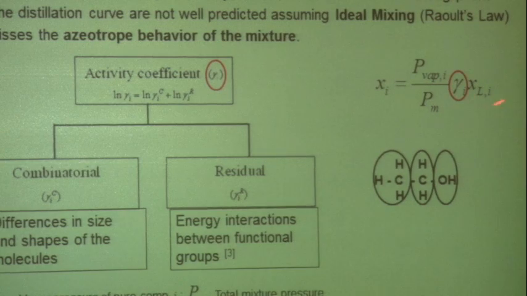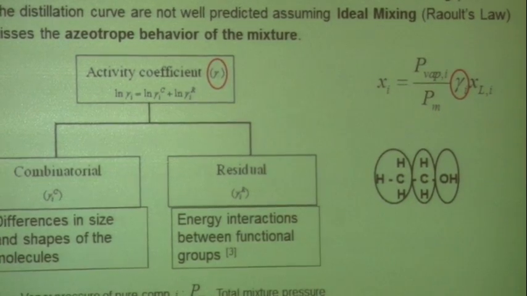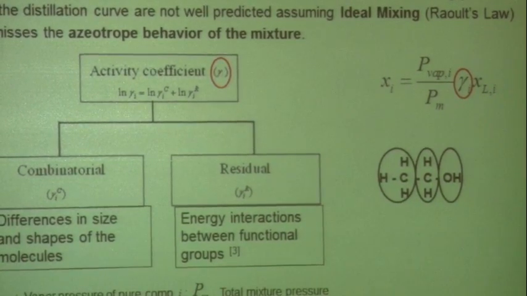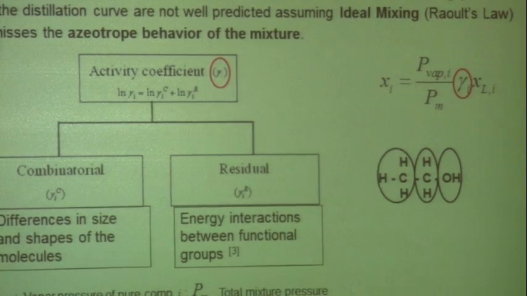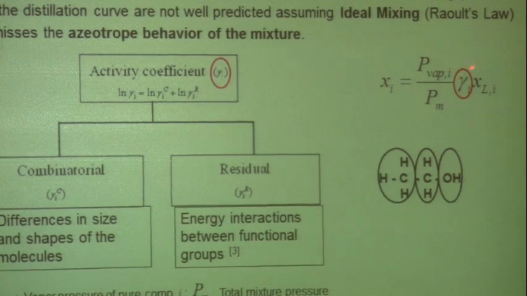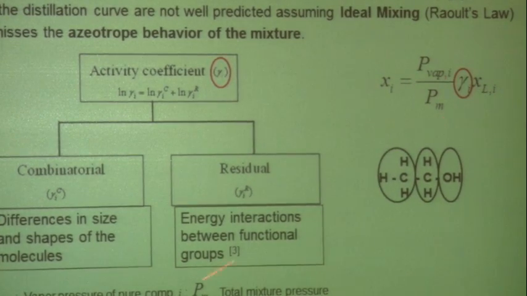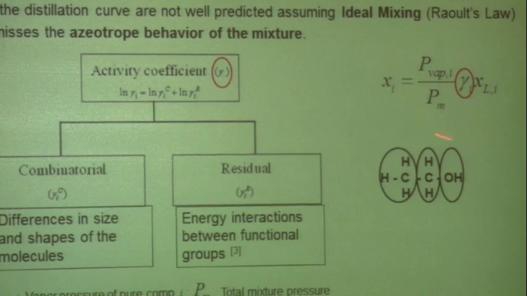Here's the corresponding mole fraction of component I in the liquid phase. And these two are related through Raoult's law in the case of ideal mixing, through the vapor pressure and the ratio of the vapor pressure to the total mixture pressure. So that's our standard equation.